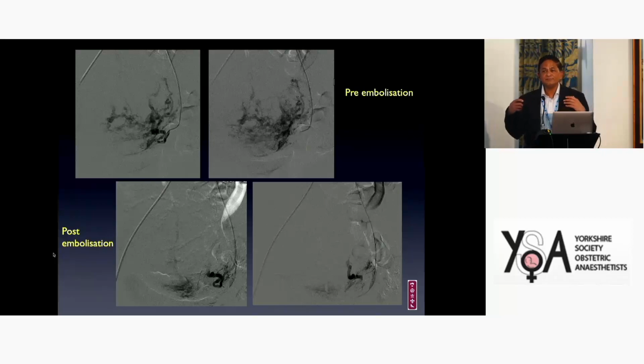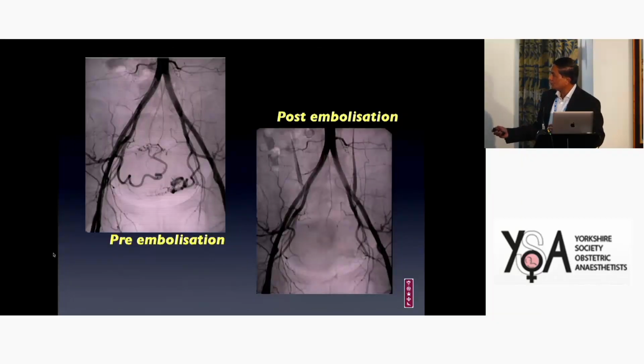So when you see a diffuse blush, you don't know where the bleeding is coming from. You're injecting gel foam like a slurry that goes into this vascular bed and closes it off. So pre-embolization, you have vessels going into the pelvis. Post-embolization, you can see that the pelvis is devoid of vessels. That's one scenario.